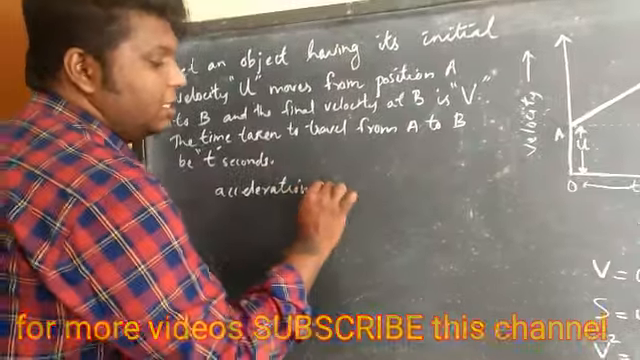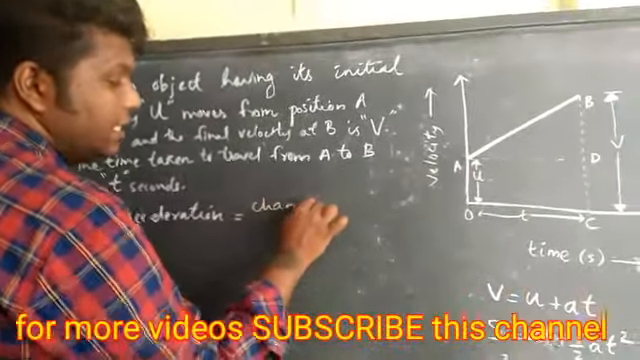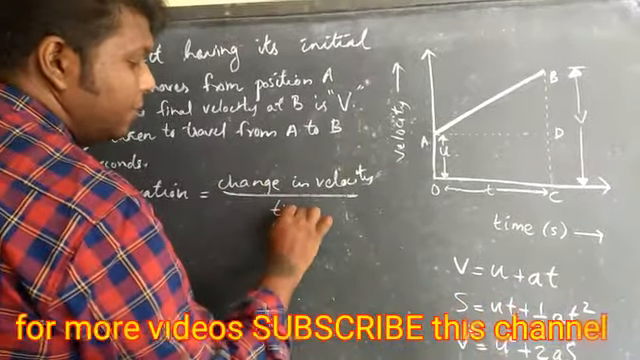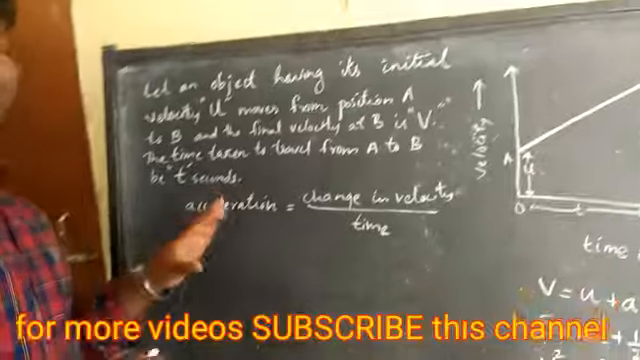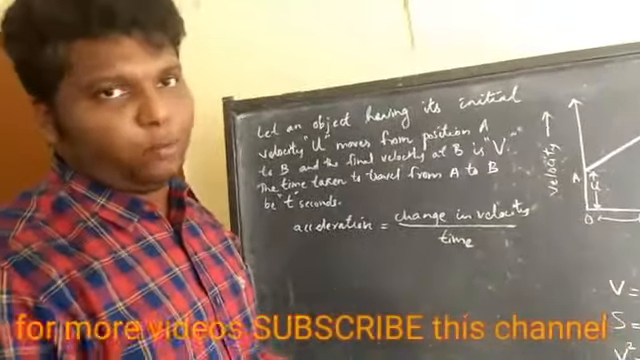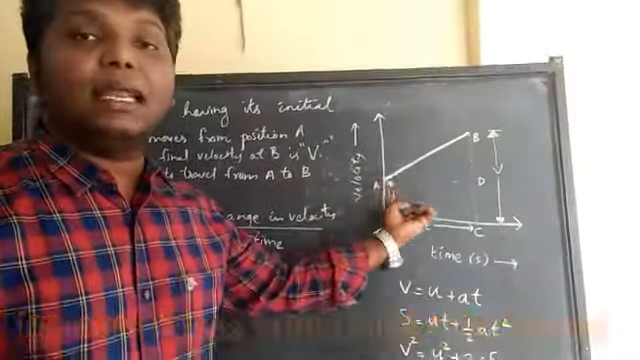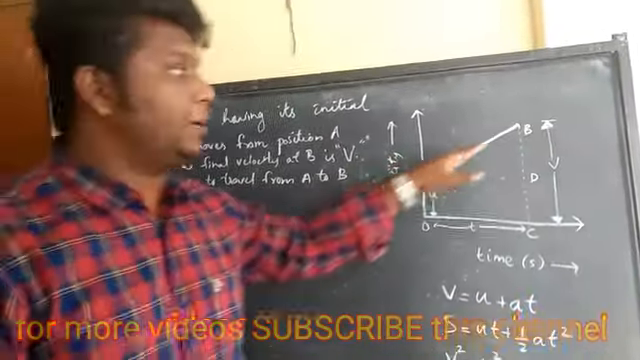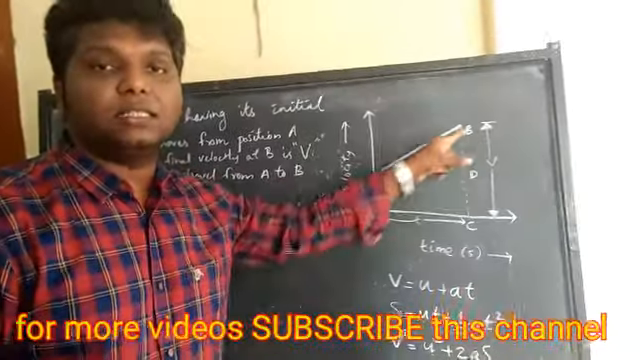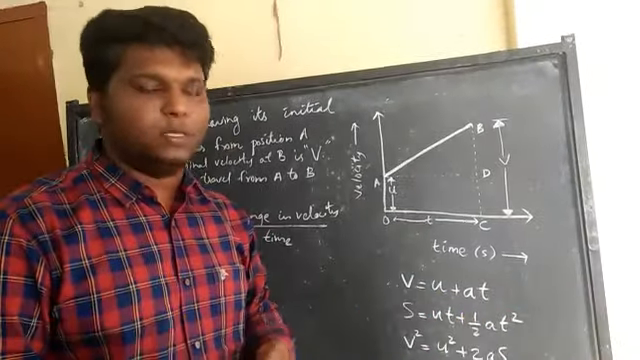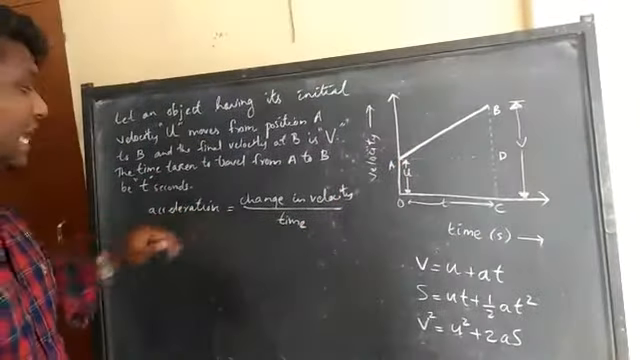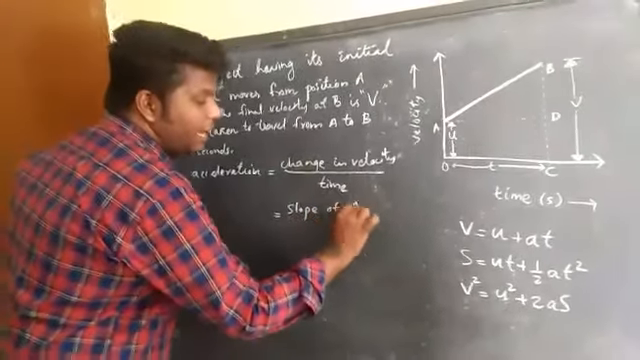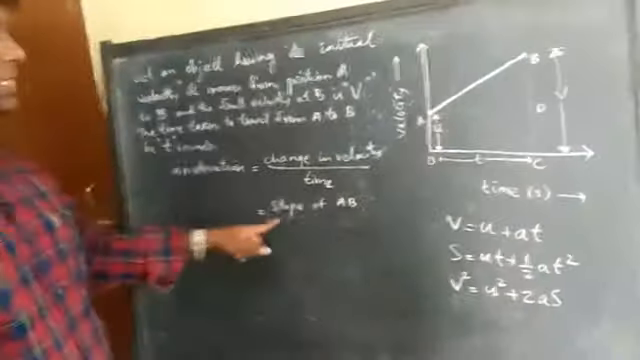Acceleration is equal to, as we already know, change in velocity divided by time. Last class I told you about this. This is the original equation to find the acceleration of any moving object. But when we are considering a graph, if you want to find the acceleration of this particular object, we have to find the slope of AB. In mathematics, I think you have studied slopes. Because it's a graph, the acceleration is the slope of AB.